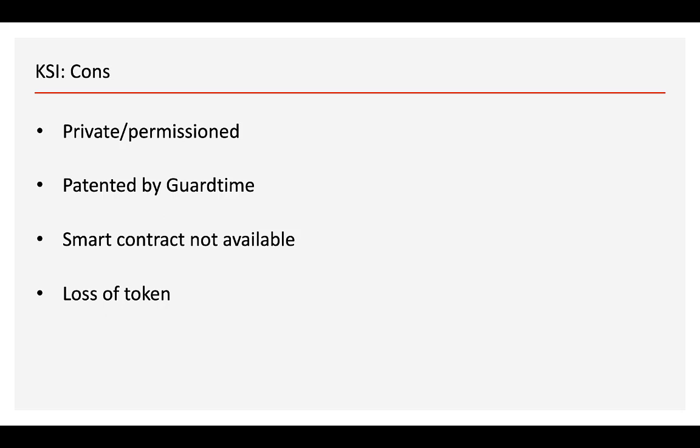It's private or permissioned in the sense that finally the calendar blockchain and the entire hash chain system is actually provisioned and organized by the government with the help of this company called GuardTime. It's also patented by GuardTime, so that's a problem. And smart contract is not available in this case, because here there is no other thing that is being done in this system except for the integrity of the documents, and there is a possibility of people losing their token, in which case they cannot go back and verify things.